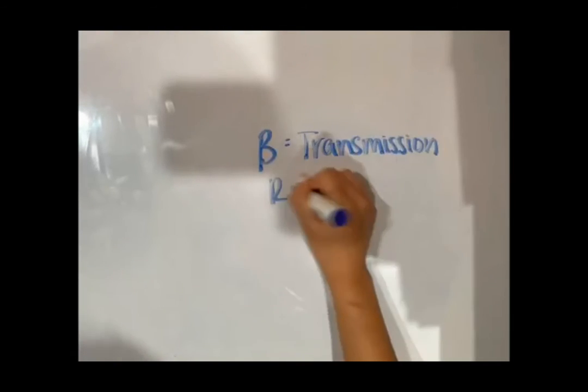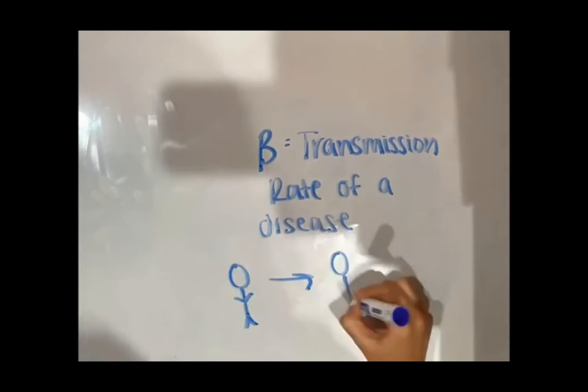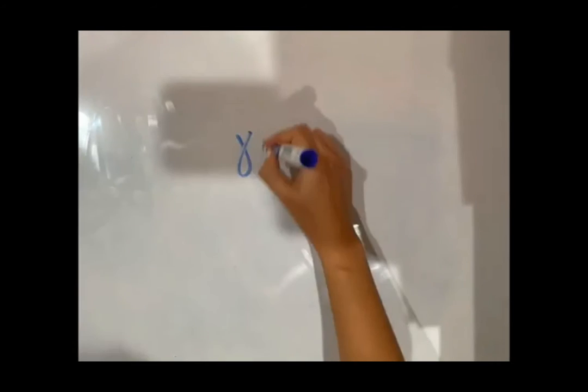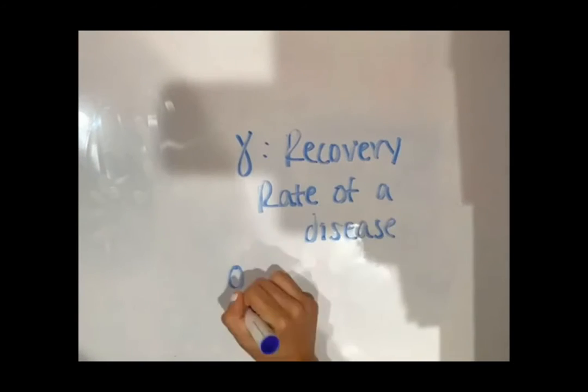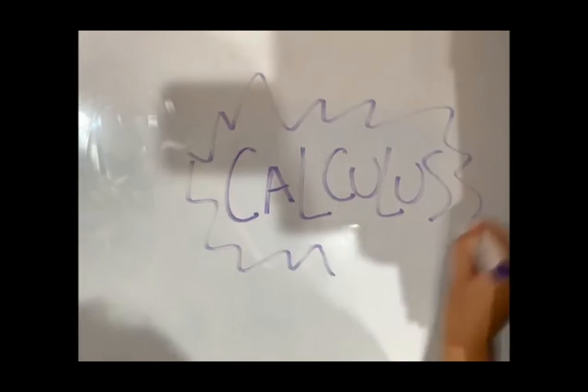Beta is the transmission rate of a disease, or how easy it is for a susceptible individual to become infected. Gamma, on the other hand, is the recovery rate of a disease, or how easy it is for an infected individual to recover. Along with these variables, we're going to be doing some calculus, but don't worry, we're just going to be sticking to the basics.